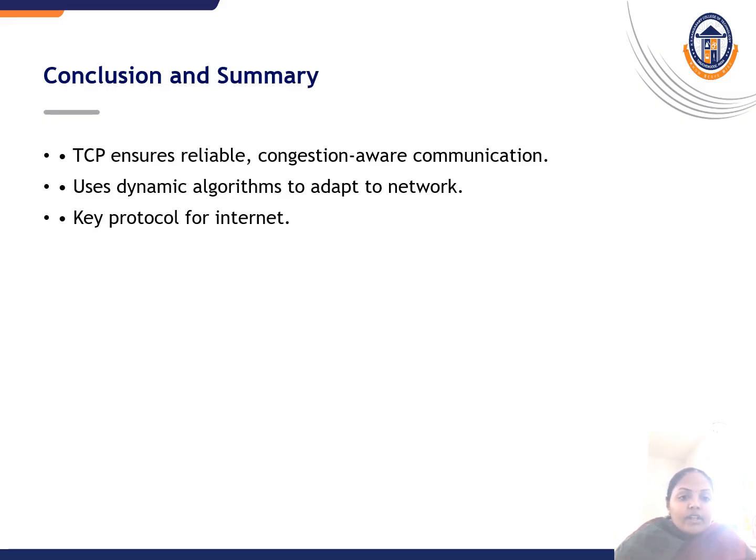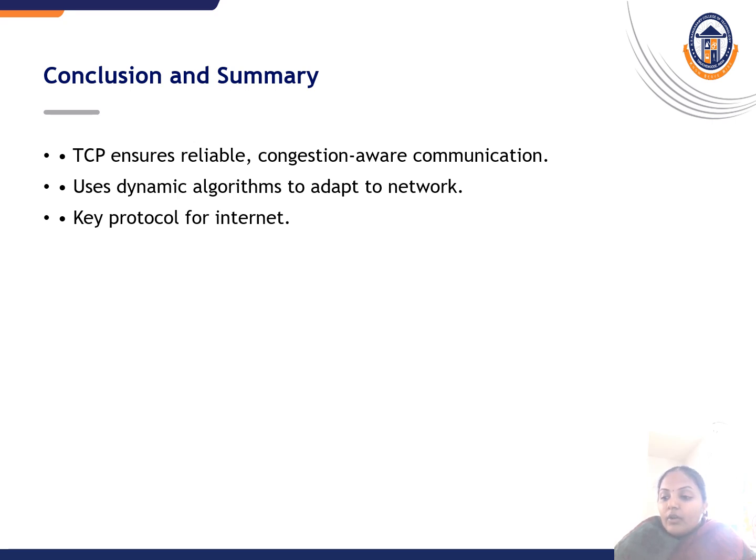So then, conclusion. TCP ensures reliable, congestion-aware communication. It uses dynamic algorithms to adapt to network conditions, key protocols for the internet. The summary of TCP congestion control is: it establishes the connection using the three-way handshake protocol. Once connected, it ensures reliable delivery. Then it controls congestion avoidance.